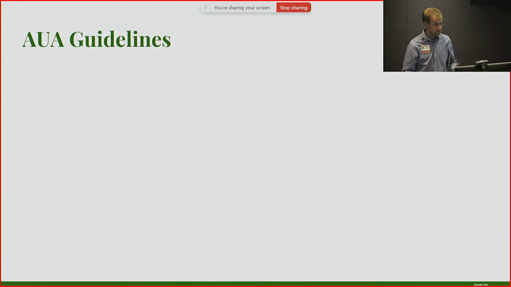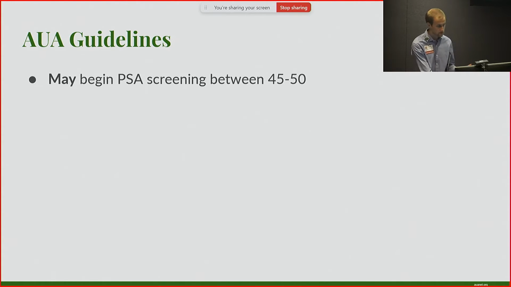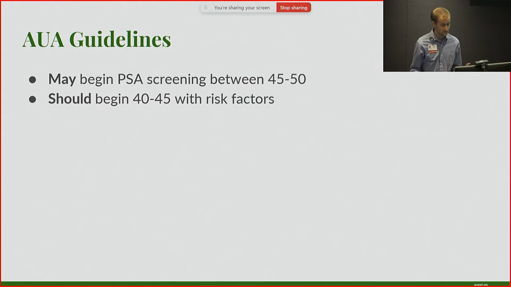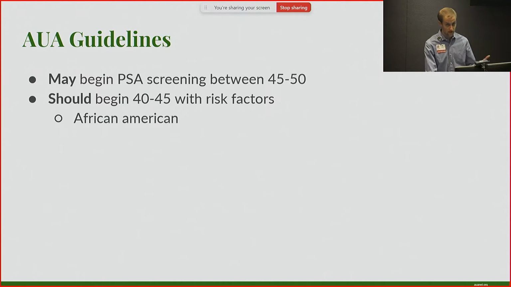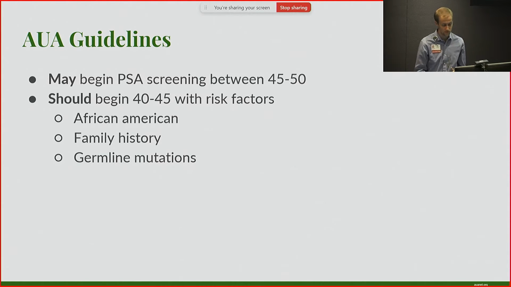So obviously our governing body is the AUA, the American Urologic Association, and they recommend starting prostate cancer screening around age 45 to 50. I think the verbiage that the AUA uses is very important, so I bolded those. They say you may begin prostate cancer screening with PSA between 45 and 50. They said you should do it even younger, 40 to 45, with risk factors. Those risk factors, like I touched on in the last slide, are African-American descent, family history, or germline mutations.